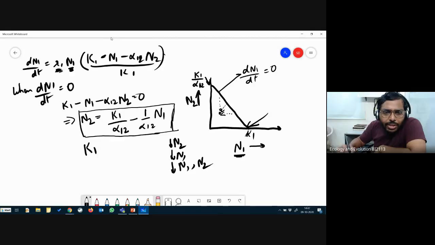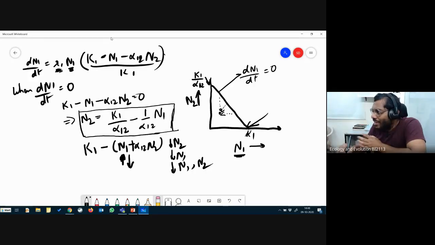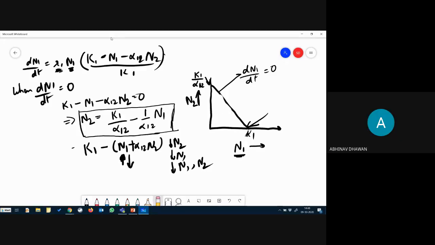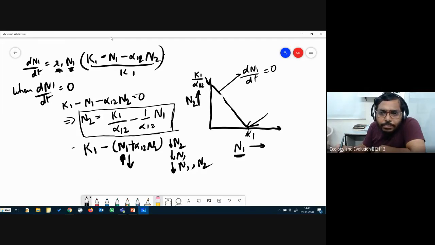You have K1 minus N1 plus alpha 12 N2. That's the stuff inside the bracket. So what I'm saying is, if you reduce N1 over here, then this part inside the bracket goes down, right? If this part inside the bracket goes down, then this entire thing, dN1/dt, becomes positive, correct? So if this becomes positive, then what happens to the population size of species 1?